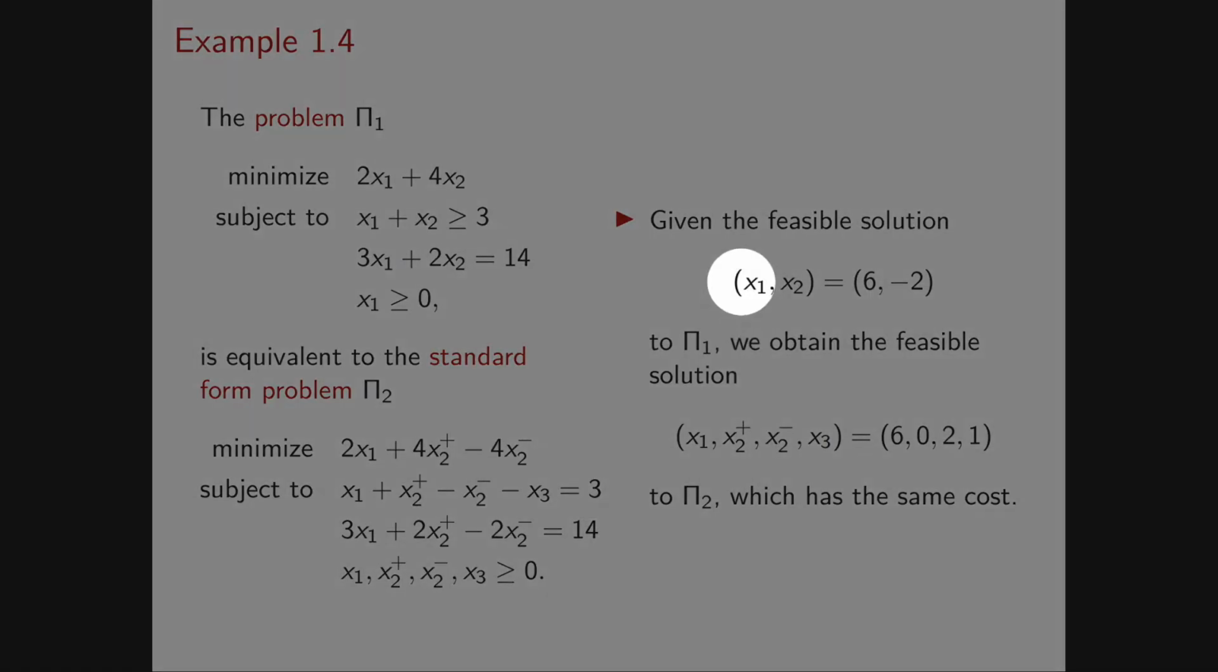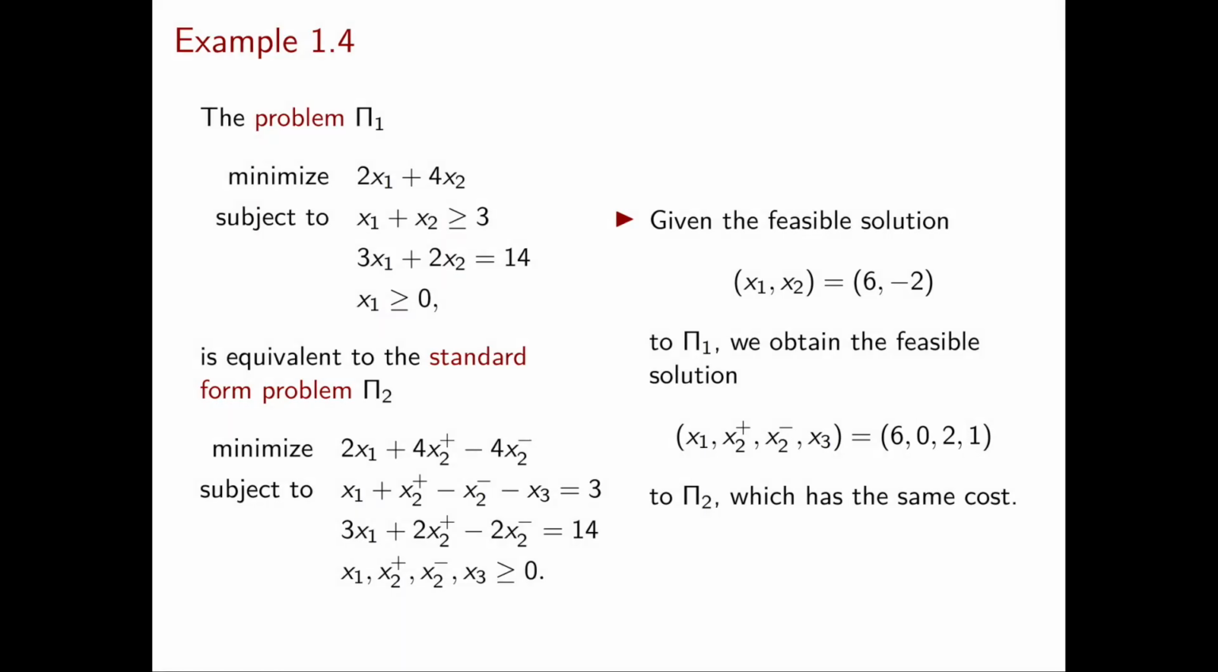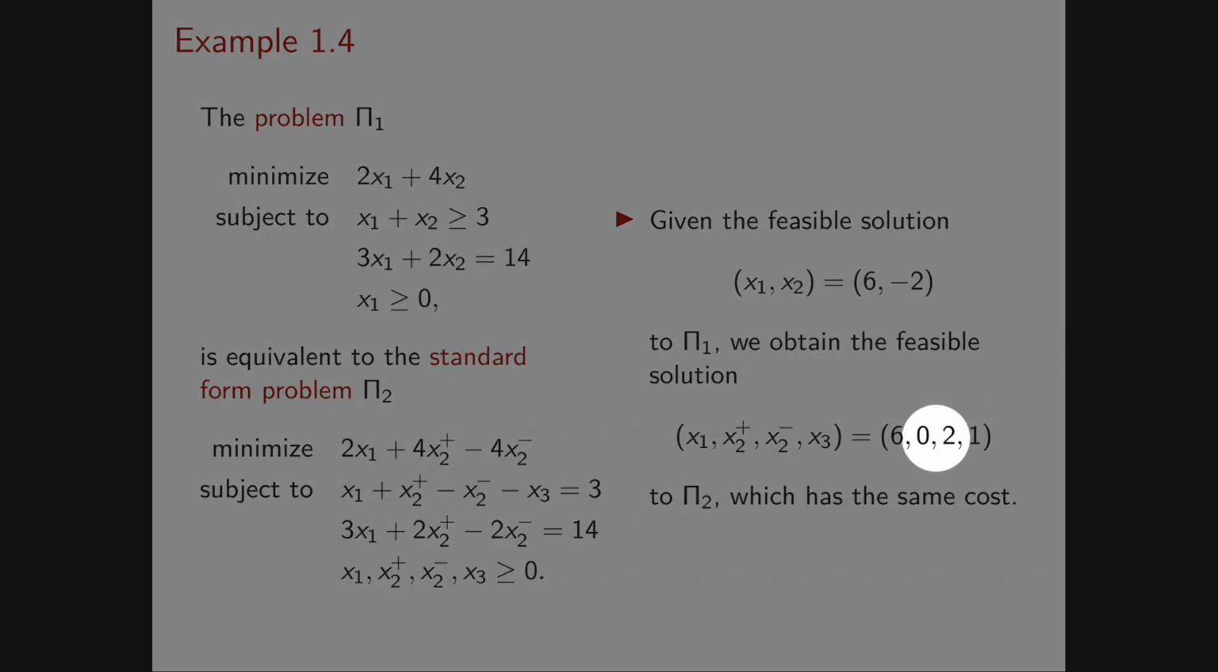So, x1 remains exactly x1, so 6 remains exactly 6, and then x2 in the standard form problem is replaced by x2 plus minus x2 minus. And since minus 2 is negative, our idea was to write it as 0 minus plus 2, and this is why in the corresponding standard form solution we have 0 and 2.